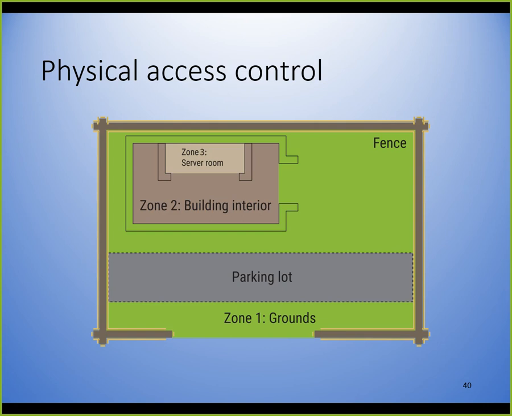And this is zone 3. Zone 1 is the grounds. Zone 2 is the building interior. Zone 3 is the server room, which is on the interior of the building and has some sort of protection getting into it. Other things: where are we going to store other important information? Are we going to have secure areas and more secure areas, or maybe secure areas and open areas?